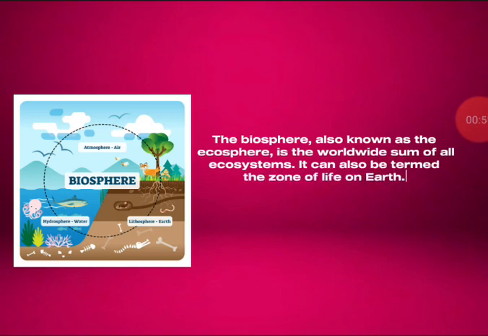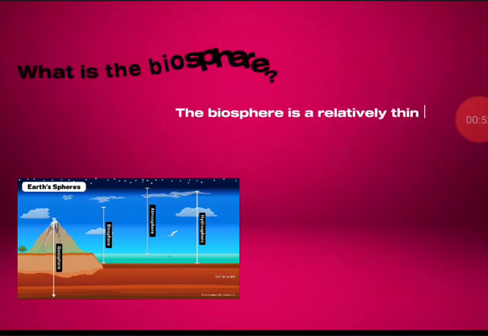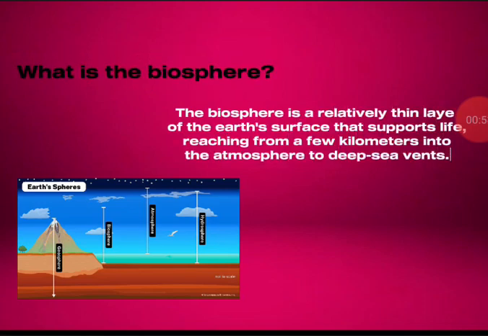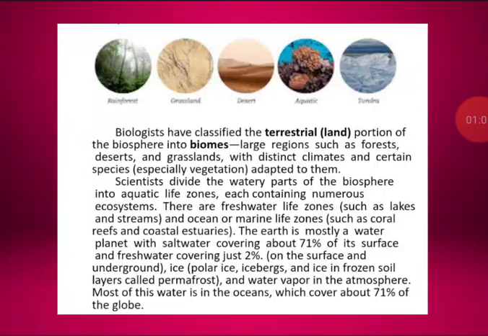The biosphere is the layer of the Earth's surface that supports life, reaching from a few kilometers into the atmosphere to deep sea vents. Biologists have classified the terrestrial land version of the biosphere into biomes. These are large regions such as forests, deserts, and grasslands, which have distinct climates and certain species, especially vegetation adapted to them.